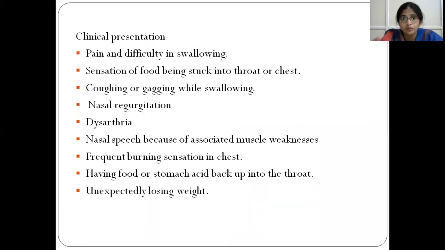Suppose a patient is having any problem within the oral cavity, hypopharynx and esophagus, then he will present with pain and difficulty in swallowing, sensation of the food being stuck in the throat or chest, coughing, gagging while swallowing, nasal regurgitation, dysarthria, nasal speech because of the associated muscle weakness, frequent burning sensation in chest, food or stomach acid backing up into the throat, unexpectedly losing weight.